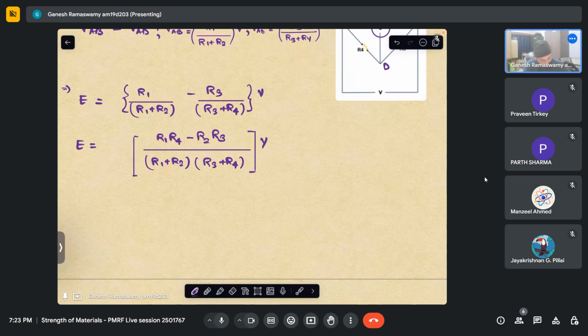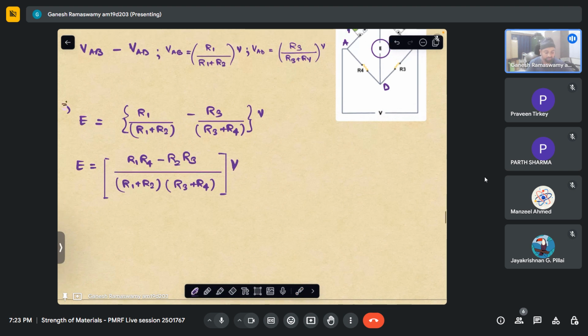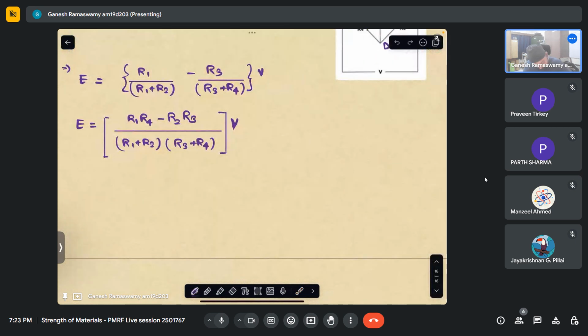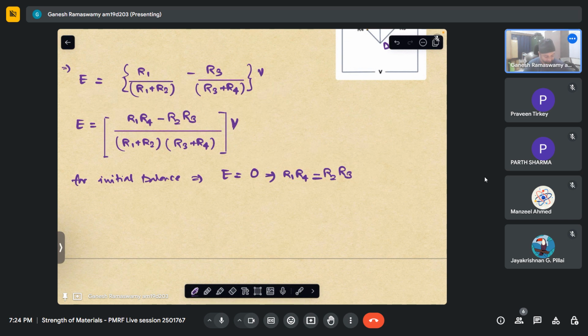So if initially when there are no strains, I want my Wheatstone bridge balanced. I don't want any current to pass through that, so that when I actually stress the object, when I actually apply the load, there is current passing and I make only that measurement. So initially for this to be balanced, what is the condition? My E should be 0. It should not read any output voltage. So for E to be 0, for the initial balance, this is the condition. This has to be 0, which means this ratio has to hold. If this holds, then my bridge is balanced. Fine. So this is my initial condition.